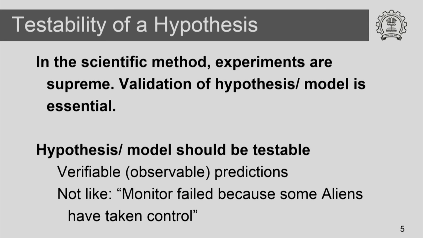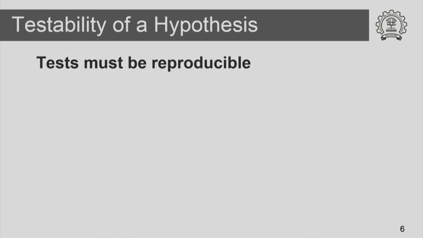well, this is not the right hypothesis. So a valid hypothesis is the one in which we can verify the predictions using experiments, independent experiments by different people, by different scientists, by different engineers. So testability of the hypothesis is the key. The tests that you conduct should be reproducible. Very, very important aspect of the scientific method.